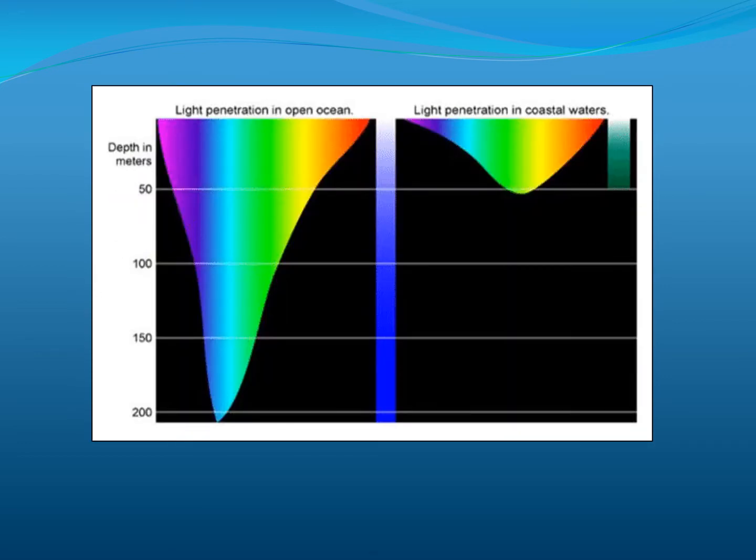Light doesn't go right the way through seawater. It has a limited ability to penetrate seawater, and it varies the wavelength that penetrates. Differs in both coastal areas and deep ocean areas. Blue wavelengths penetrate the deepest in the open ocean, whereas in coastal waters it tends to be the green part of the spectrum, so we'll look at why that is.